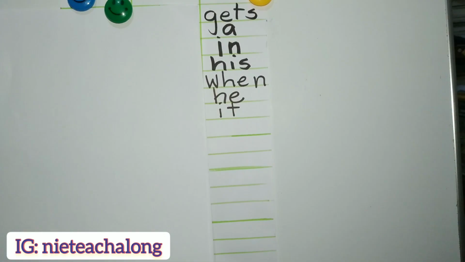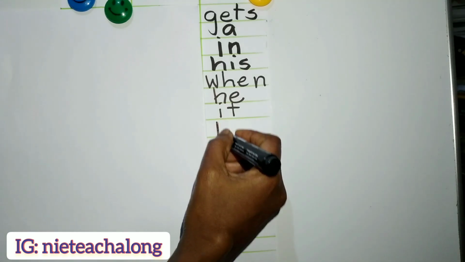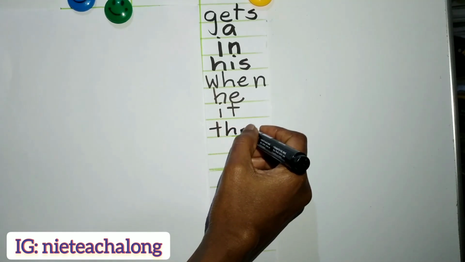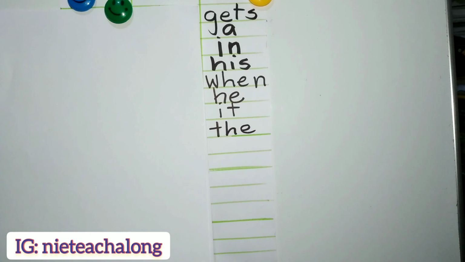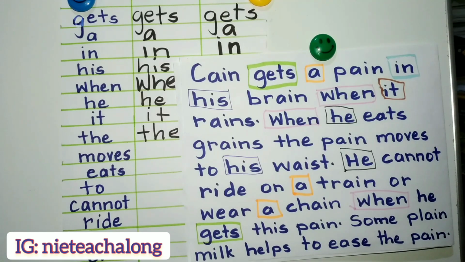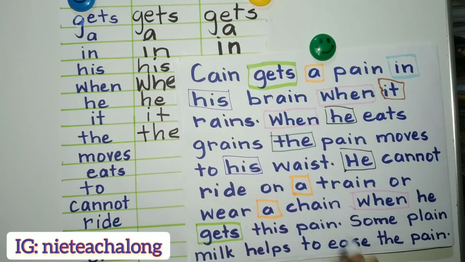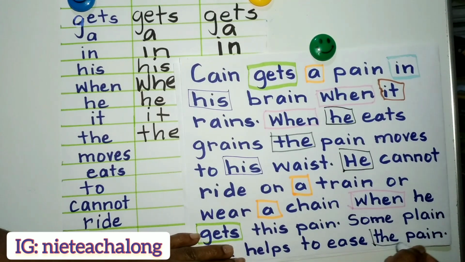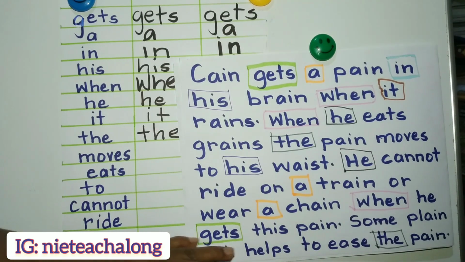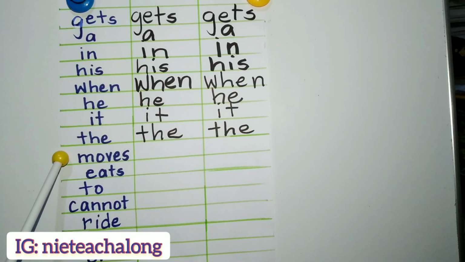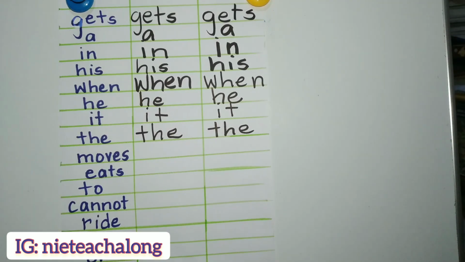The. Spell the word. T. H. E. The. Or D. Find the word. The. Or D. T. H. E. The. T. H. E. The. Or D, say the word. Moves. Moves. Write the word.